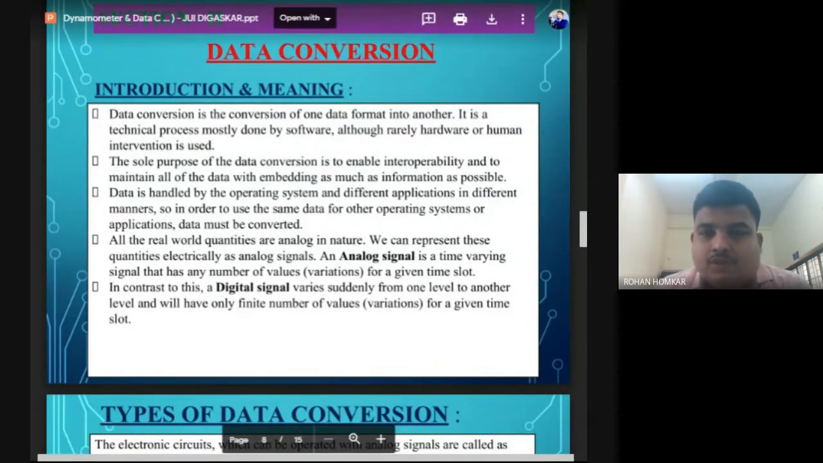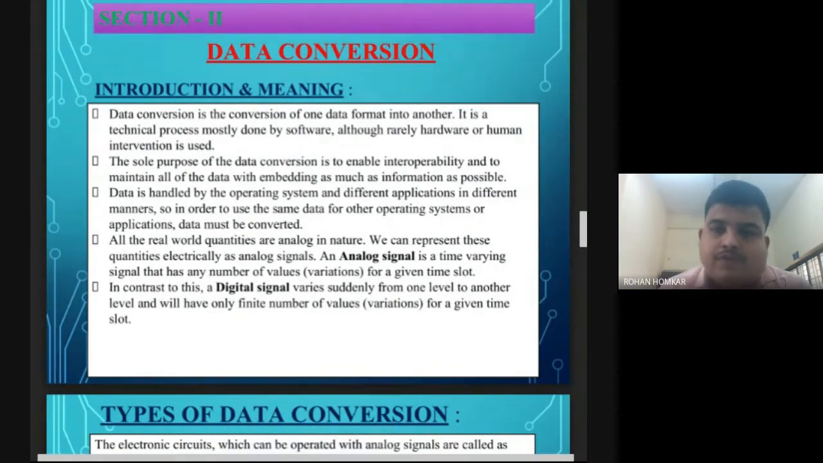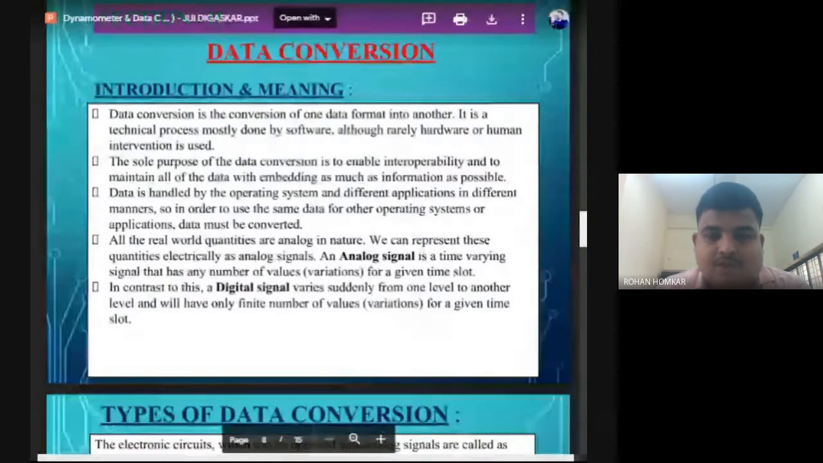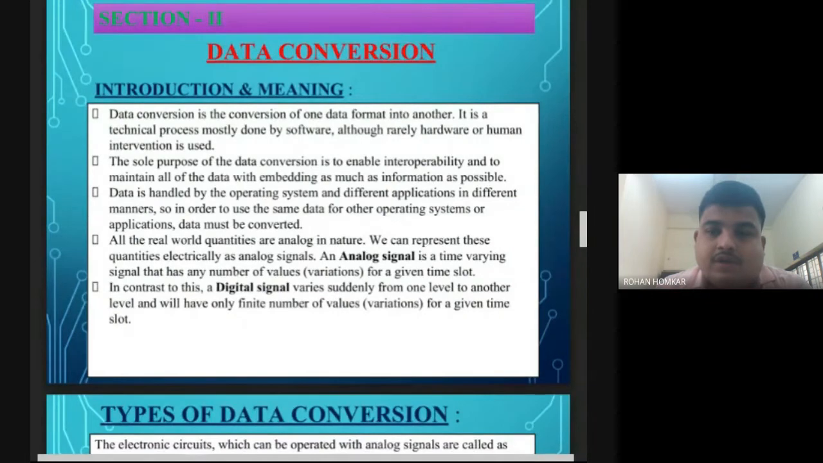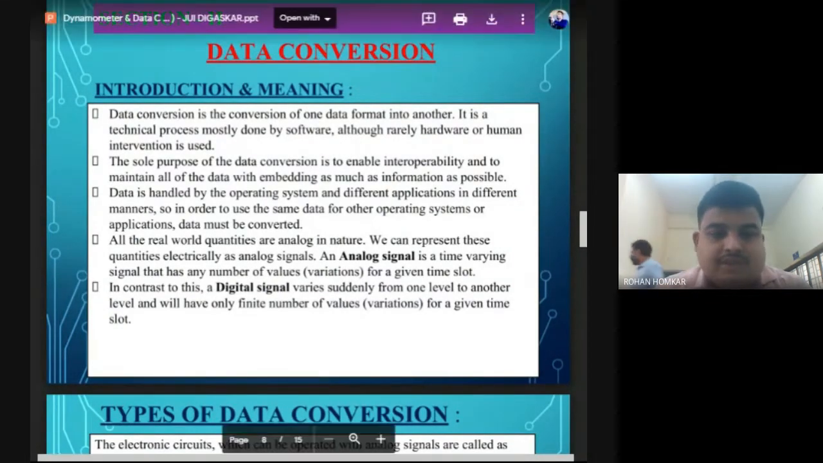So let's see, it is a method of converting one format of data into another format, and it is a technical process. It requires some software as well as hardware, and human intervention is used. Now why is human intervention used? Because a human is going to identify which data we need to convert, and at what rate or amount we need to change it. So this particular conversion you are going to see now.